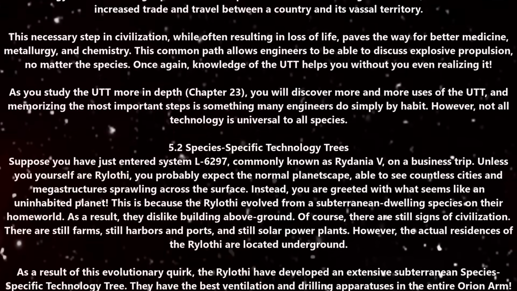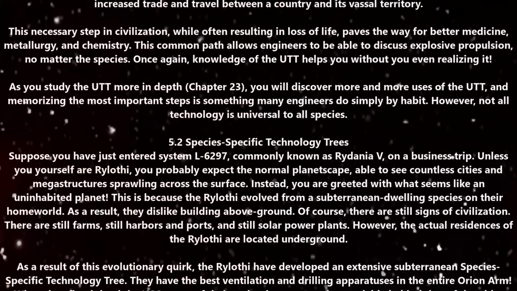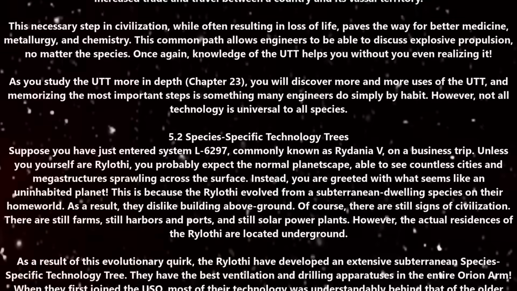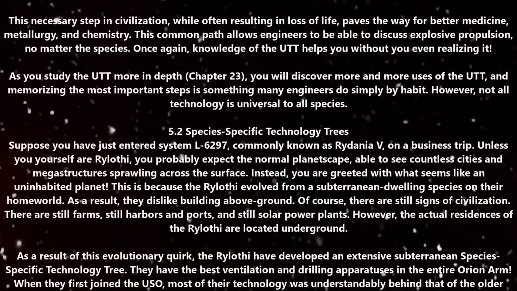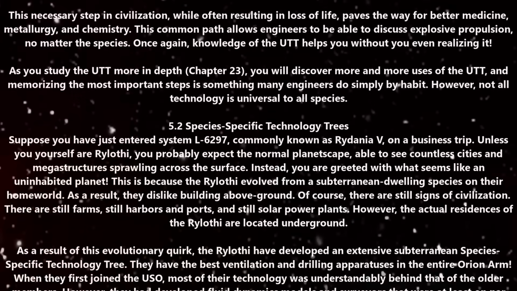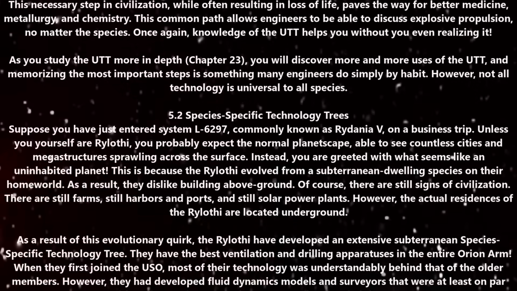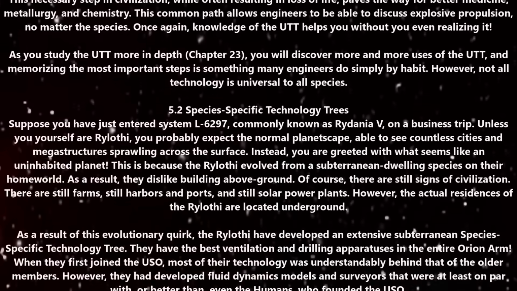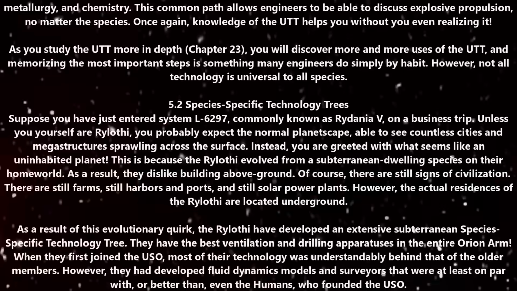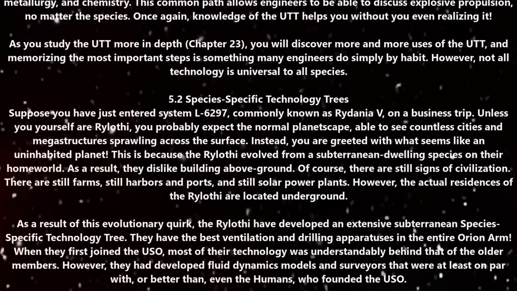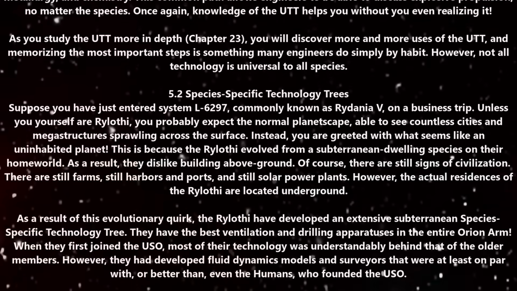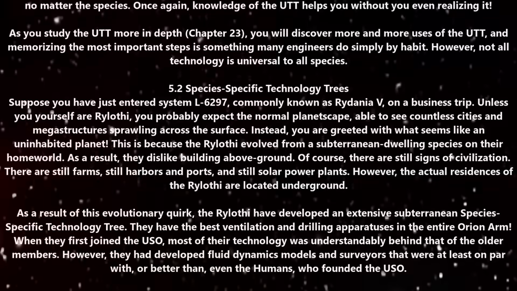5.2. Species-specific technology trees. Suppose you have just entered the system L6297, commonly known as Redania 5, on a business trip. Unless you yourself are a Rylothi, you probably expect the normal planetscape, able to see countless cities and megastructures sprawled across the surface. Instead, you are greeted with what seems like an uninhabited planet.